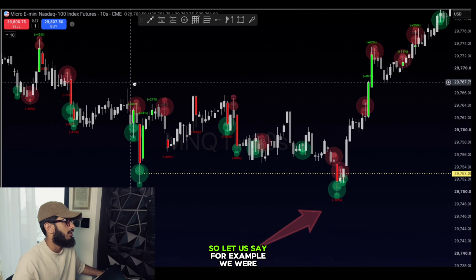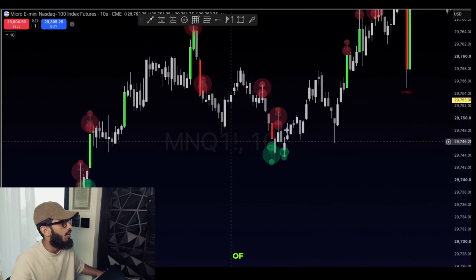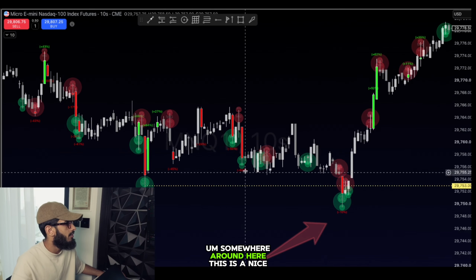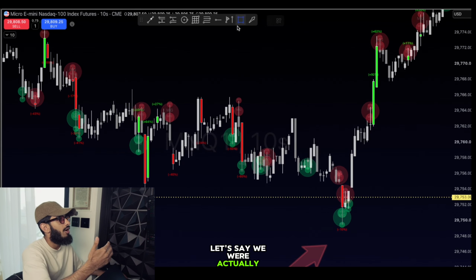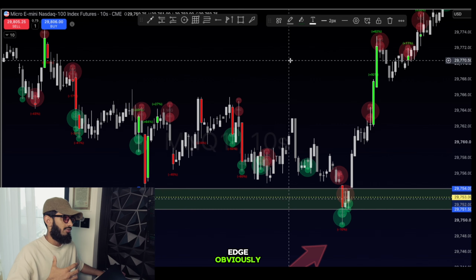The volume text and the high volume candles for me is a really nice addition so that if we were, say, running into a trend, so let us say, for example, we were looking at the possibility of, let's go to price currently, somewhere around here. This is a nice example. So let's say we were actually looking to take this long off of this area. We would have used our liquidity edge, obviously, to actively see where resting liquidity is.